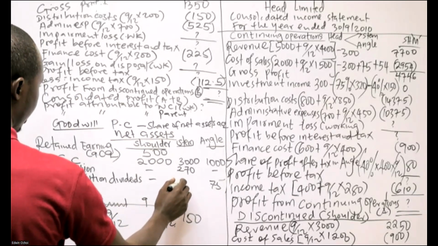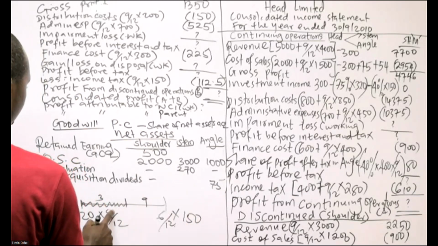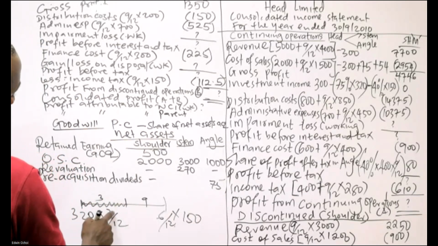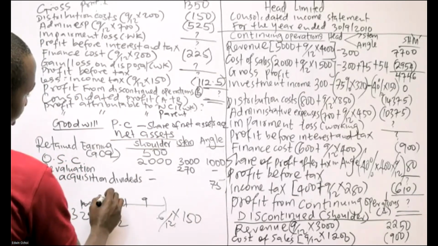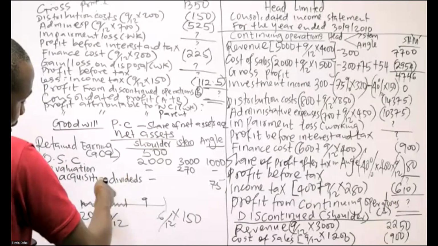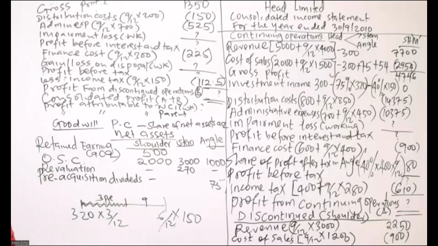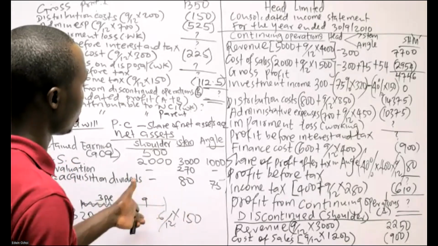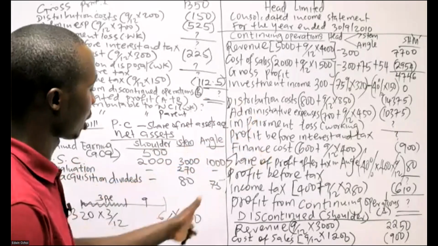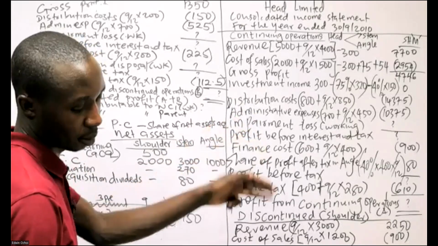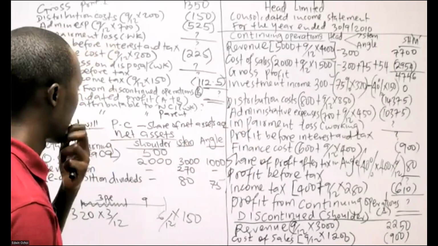240. This one is not 9. You cannot rectify me that. This one is 3. I've even explained that pre is the months before acquisition. So a quarter: 320 divided by 4 is 80. It's the same way I've considered this from the start of the year until the time it was acquired. It was acquired in April, so from the start of the year to April, the first 6 months.